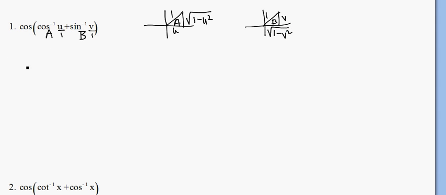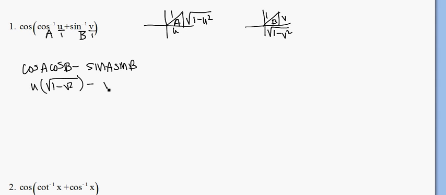And the cosine of A plus B is the cosine of A cosine of B minus the sine of A sine of B. Well, cosine of A is U. The cosine of B is the square root of 1 minus V squared, minus the sine of A, which is the square root of 1 minus U squared, times the sine of B, which is V. So my answer is not very attractive, but it's U times the square root of 1 minus V squared minus V times the square root of 1 minus U squared.